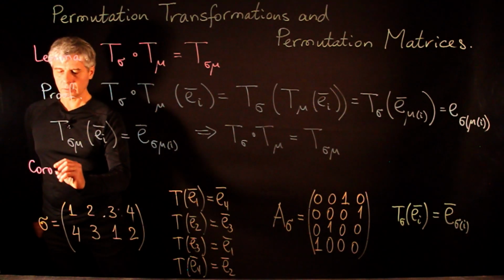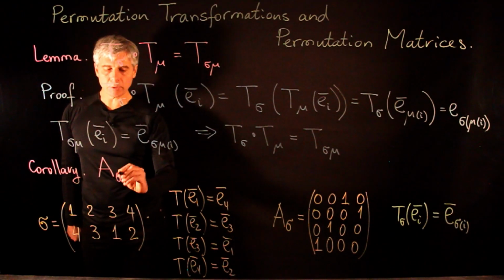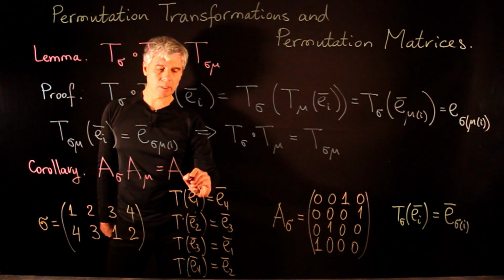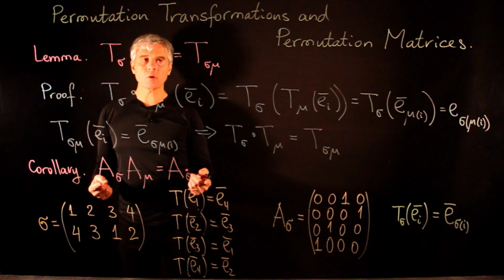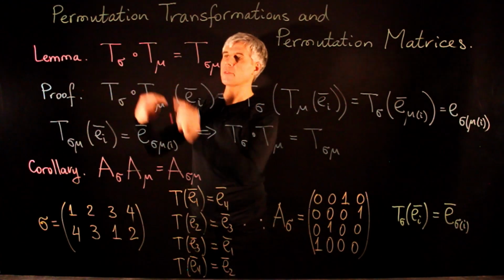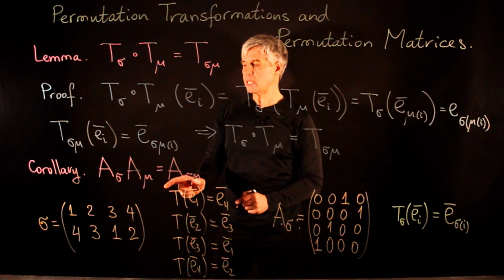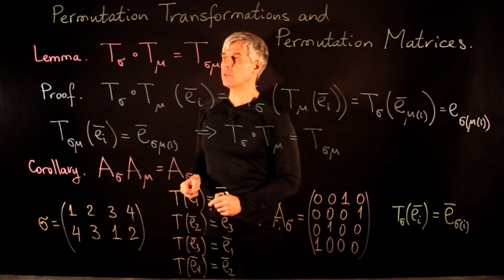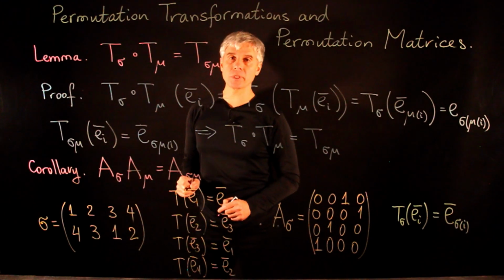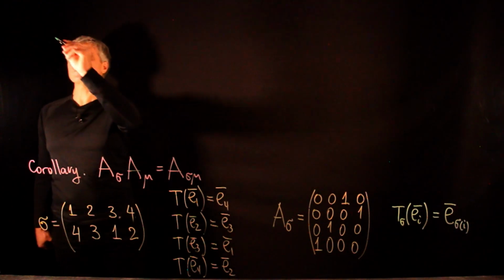As a corollary, we get that the product of permutation matrices A sigma with A mu is equal to the permutation matrix that corresponds to the product sigma mu. To obtain this corollary, we simply take matrices of the transformations on the left-hand side and on the right-hand side. On the right-hand side, the matrix of T sigma mu is the permutation matrix A sigma mu, and on the left, we know that the matrix of the composition is the product of the corresponding matrices, and this gives us the corollary.